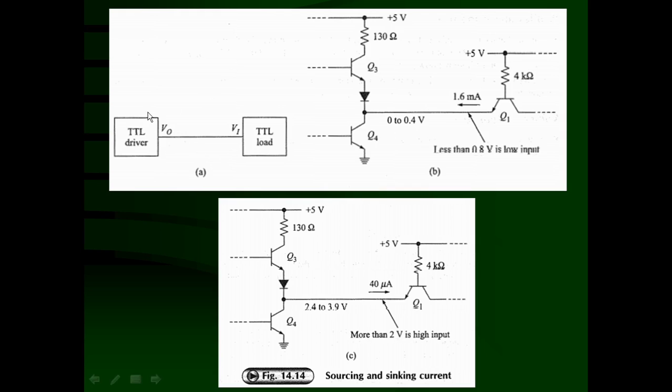Any one type of TTL, whether standard, low power, high speed, Schottky TTL or LS, can be utilized as a driver, and any other type of TTL you can utilize as a load. Only their currents are different. That means how many inputs you can connect to this output is going to be different. That is going to vary, and that is known as the fan-out capability that we are going to see after in the second lecture.